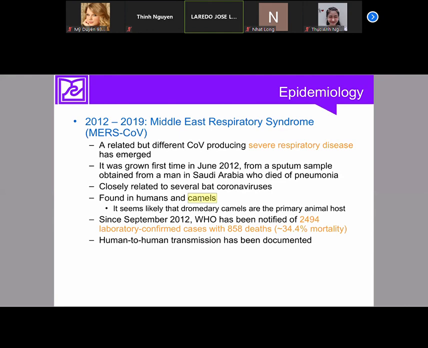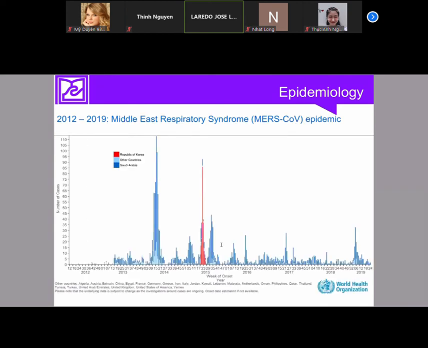Possibly the animal that transmitted the disease was a camel, and human-to-human transmission was very rare. It was possible, but very rare. So even when this virus is very severe, the transmission of the virus was very difficult because human-to-human transmission was not so common. This is the evolution of the epidemic of MERS, the MERS coronavirus.